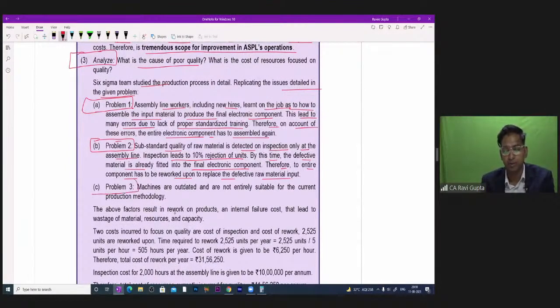Problem number three: machines are outdated and are not entirely suitable for the current production methodology. So these are the problems why the company is facing poor quality.